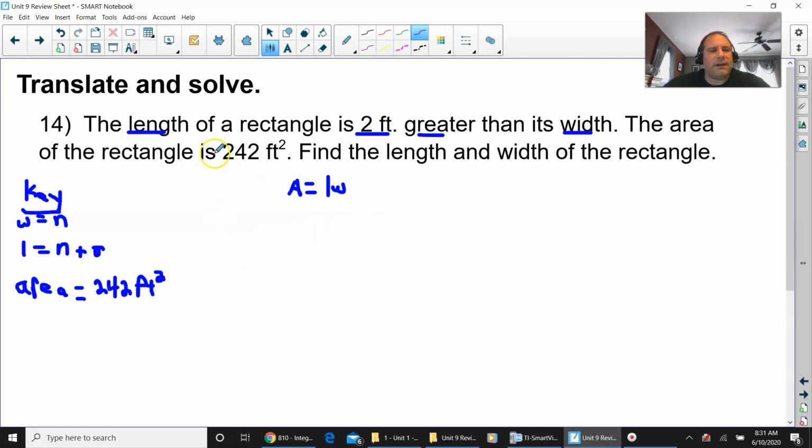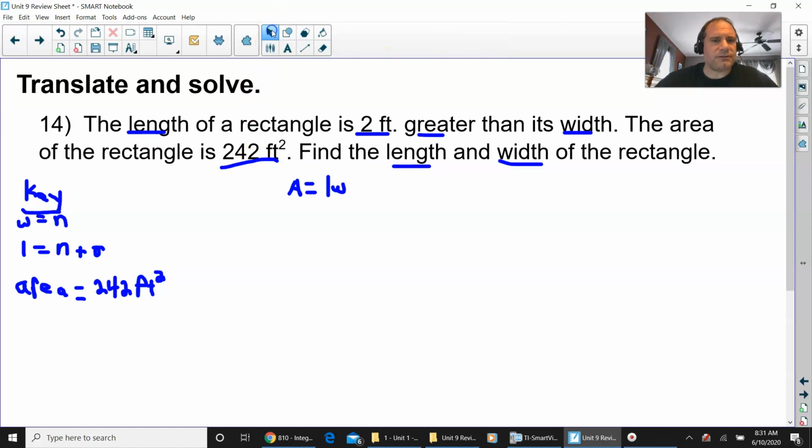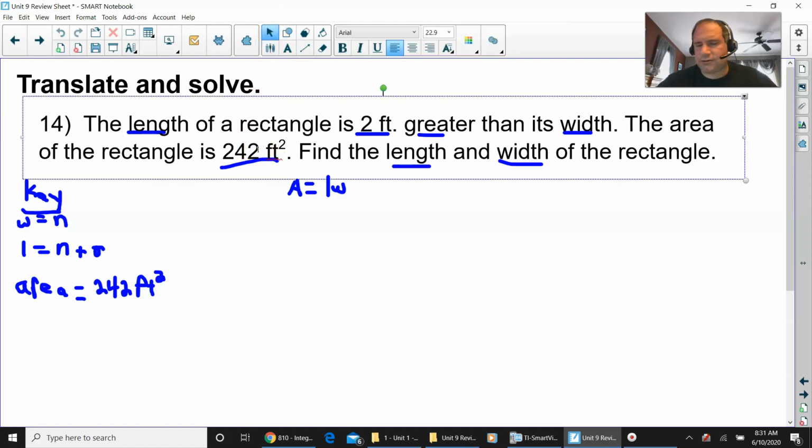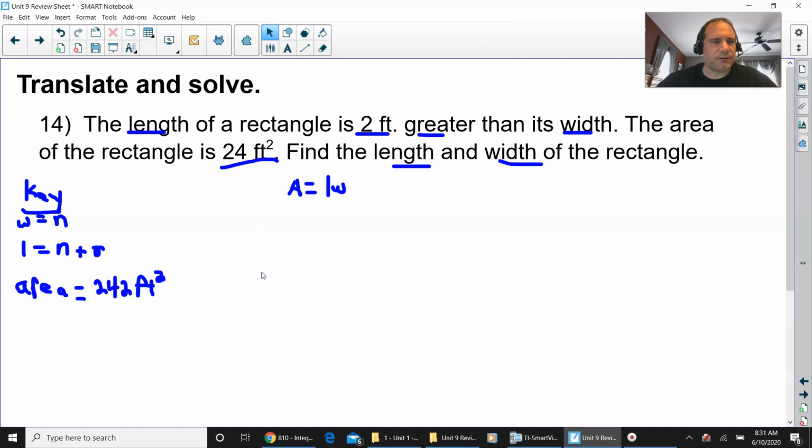And the area of that rectangle is this. That's why it's important to underline and put down in the key, find the length and width. I have an area formula of length times width. So the way I am going to find this is to actually make an equation up of, and I typed this wrong. This is actually wrong. I am going to put this down as 24. All right, so just make sure that you understand that I made the mistake there with the 24. 242 is not, it's 24.